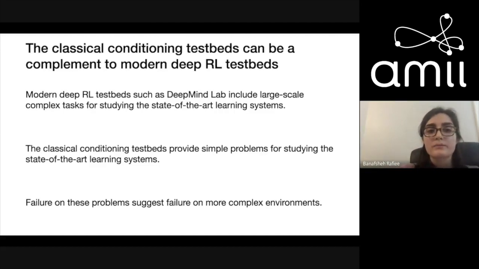So there are some modern deep reinforcement learning testbeds, such as DeepMind Lab, which include large-scale complex tasks for studying the state-of-the-art systems. And we think of the classical conditioning testbeds as a complement to these modern testbeds, in the sense that we want to study the same state-of-the-art learning systems, and failure on these problems suggests failure on more complex environments.